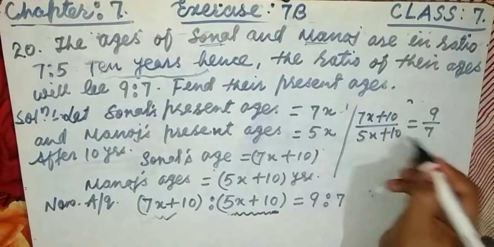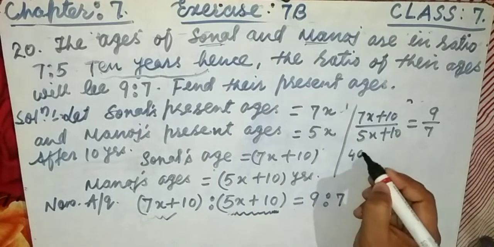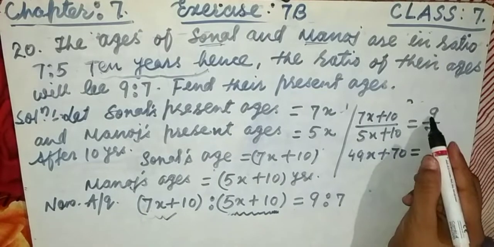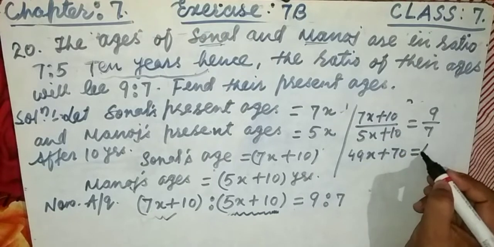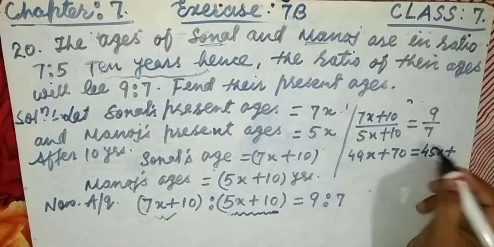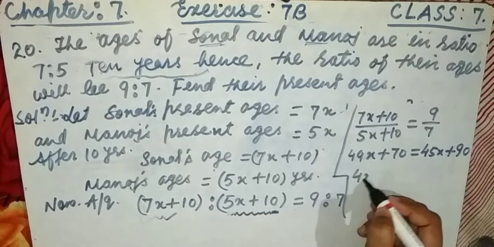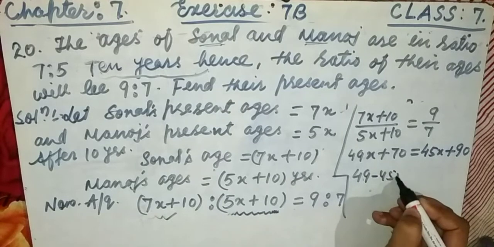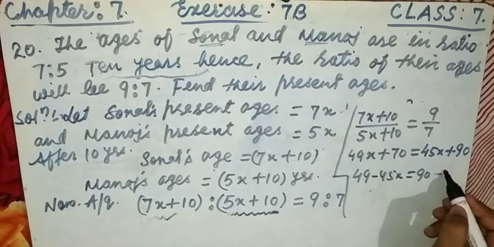Now after cross multiplication, 7 multiplied by 7x plus 10. This could be written as 7 times 7 is 49x plus 7 times 10 is 70, equal to 9 multiplied by 5x plus 10. 9 times 5x is 45x plus 9 multiplied by 10, 90. Okay, here 49x as it is, we will bring this minus 45x, 90 as it is, here minus 70.